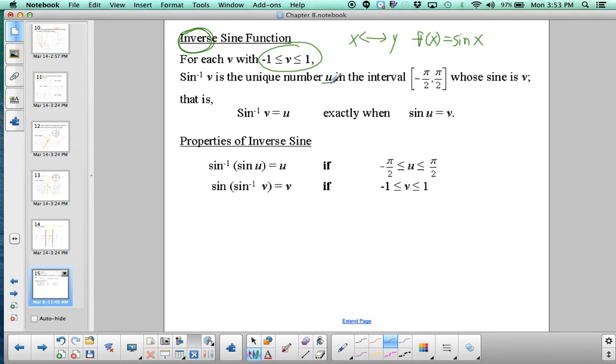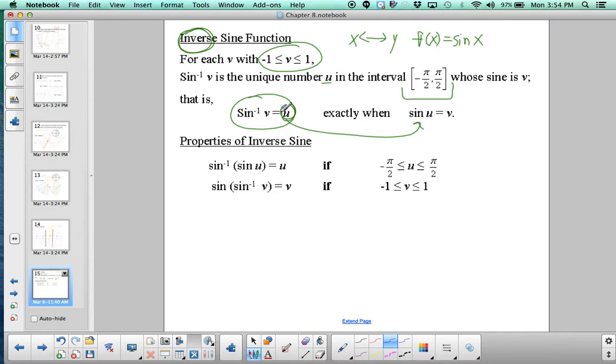So this unique number here, and we're going to have the interval from -π/2 to π/2. The notation for this is going to be here. So sine inverse of v is equal to u. And what that means is when we're looking for the inverse sine of v, we are saying the sine of what is going to give us v. And we'll look at a couple examples that will help us with that.